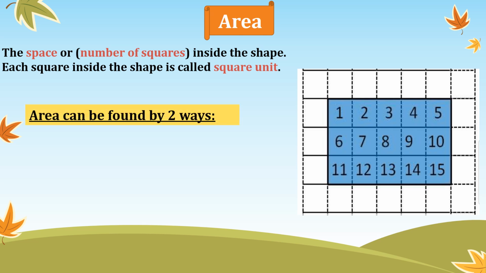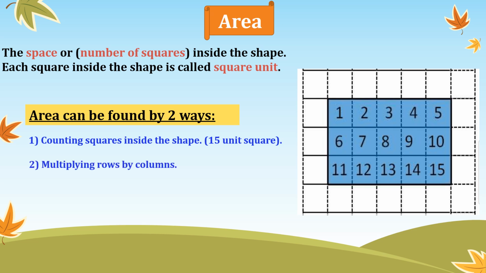Area can be found by two ways. First way, counting squares inside the shape. We said that this blue rectangle is our shape. And if we want to know the area of this rectangle, we will count the squares inside it. How many squares inside it? 15. So we call each one square inside it a unit square. So all of them are 15 unit squares.